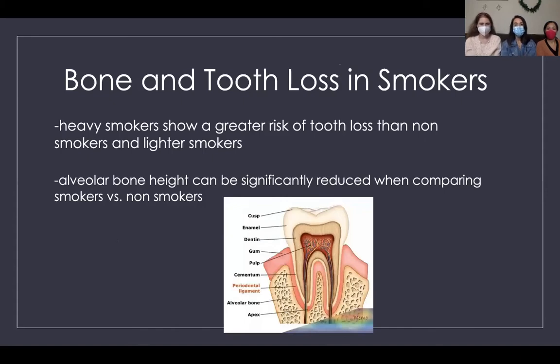Looking at the bone and tooth loss in smokers, heavy smokers do show a greater risk of tooth loss over non-smokers and lighter smokers. The alveolar bone height can be significantly reduced when comparing smokers versus non-smokers. And so right here above the apex is the alveolar bone, and this is what it is right here. And so the alveolar bone is important in helping your tooth stay in place. And so this is what can be reduced whenever you smoke. So that's why it's important, because it helps hold your tooth in place. So you don't really want it to be lost.